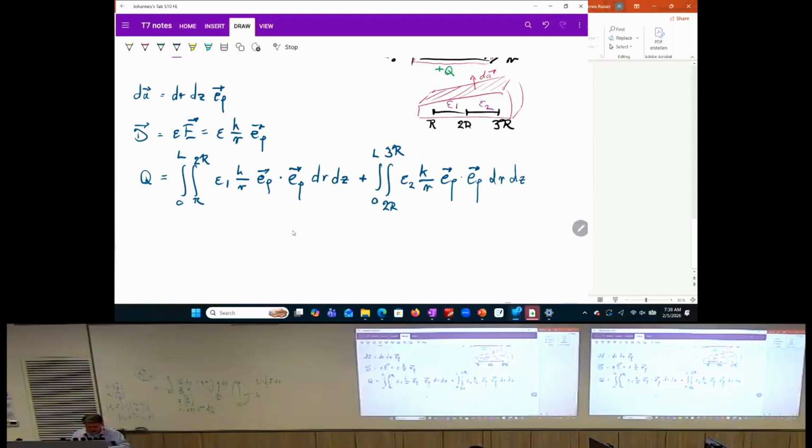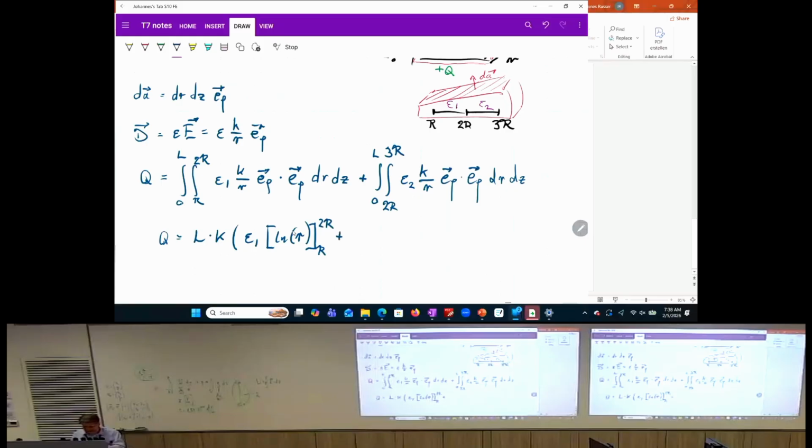Well, as for the integration in z direction, because it's uniform in z direction, that will just give us a factor L. The K is also not affected, so we can pull that out. So we have here an integration over 1 over r. If we integrate that for the first medium, we have epsilon 1, and we integrate 1 over r, which is a logarithm of r, from r to 2r.